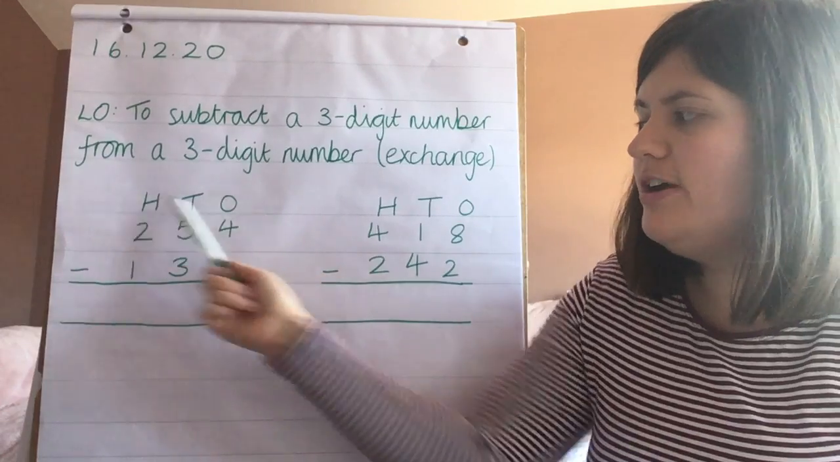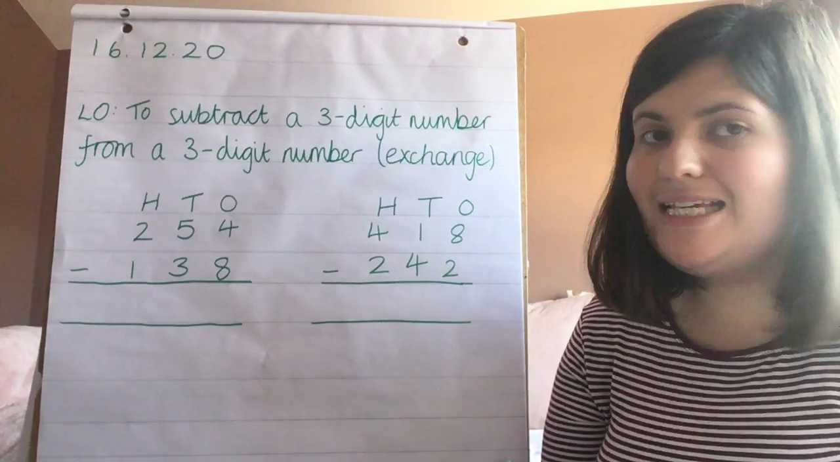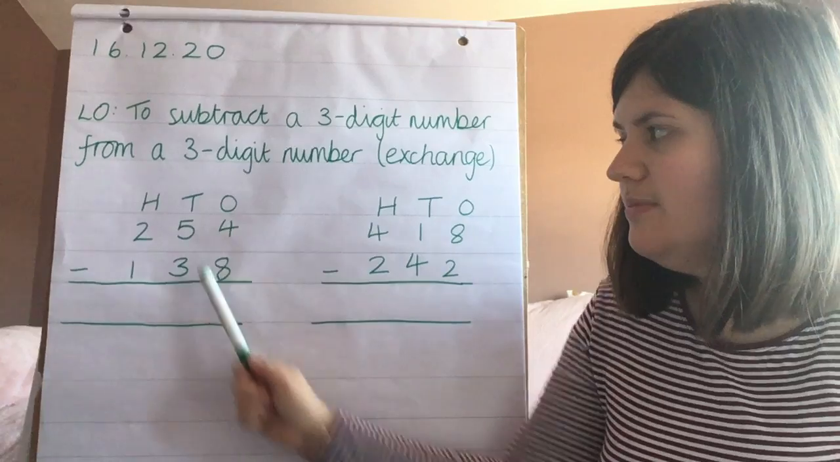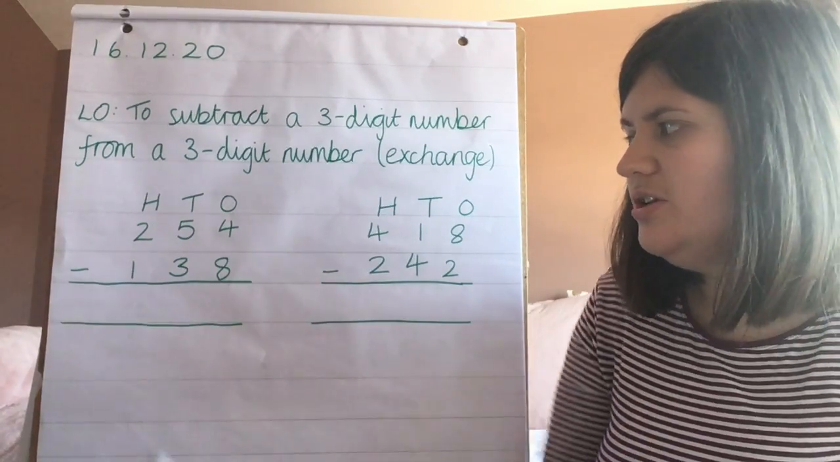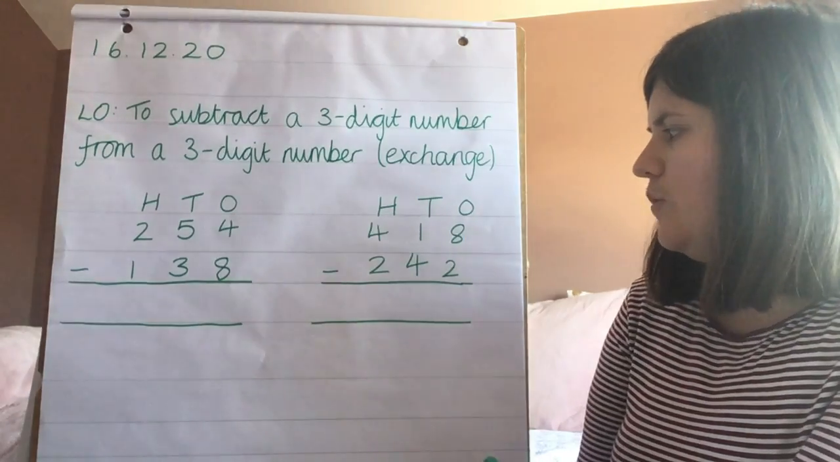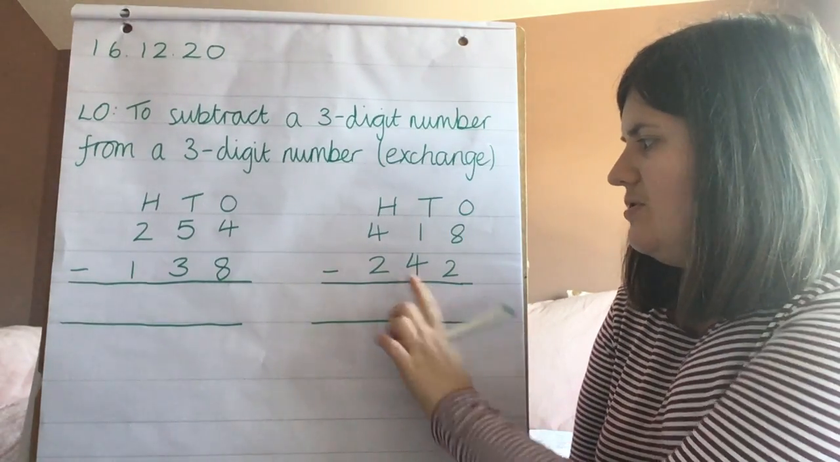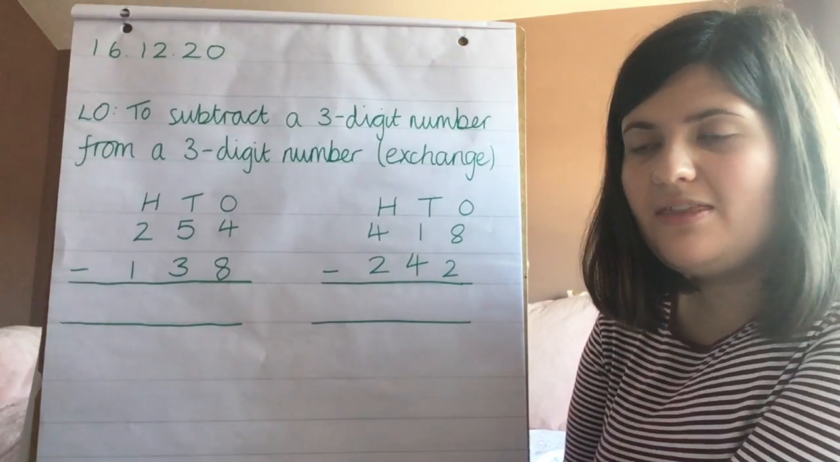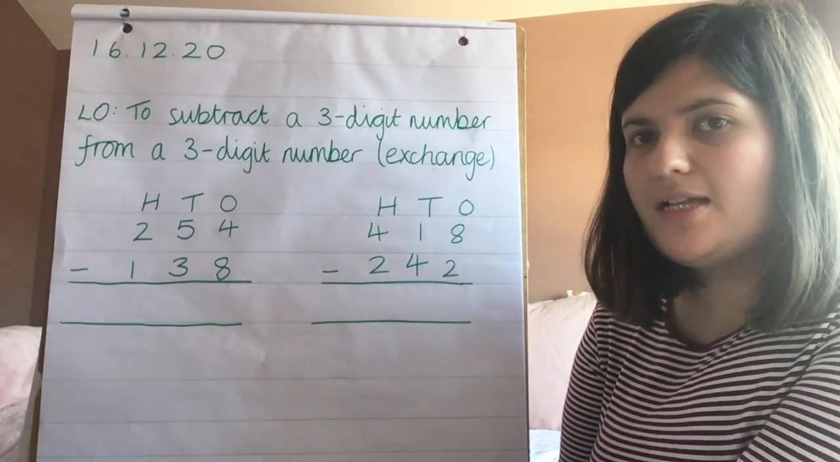Remember, it's always this top row, subtract this bottom row. So is the exchange going to be in the ones column, the tens, or the hundreds? And then can you do the same over here? So where do you think the exchange will be? In the ones, the tens, or the hundreds? So if you pause me here and have a think, and then press play when you're ready to find out the answer.